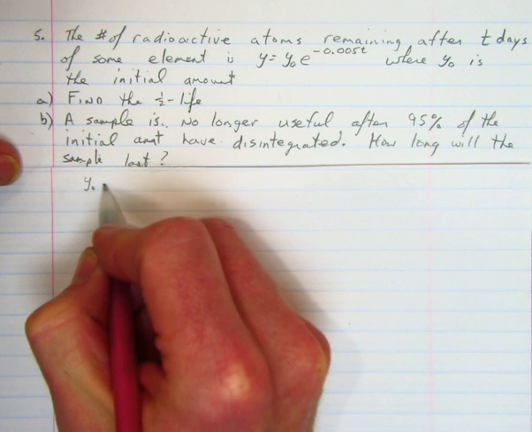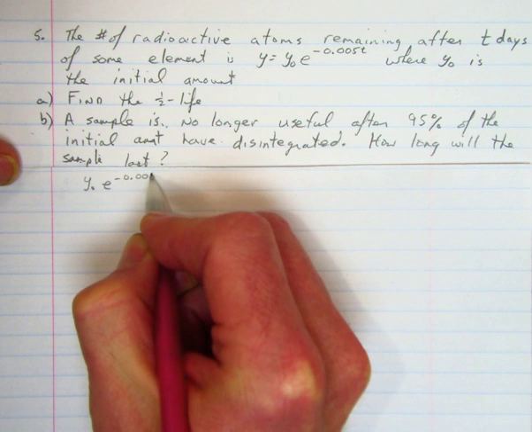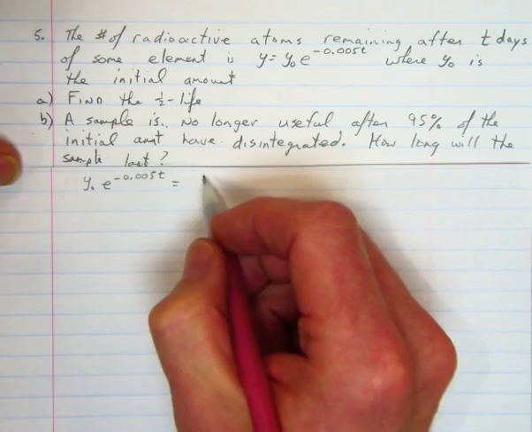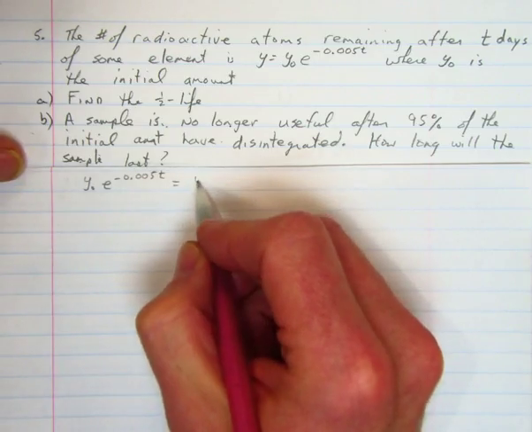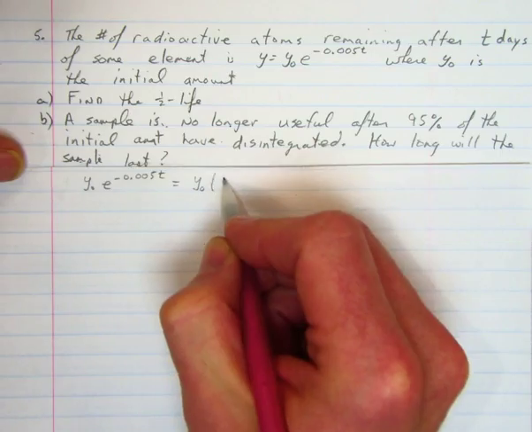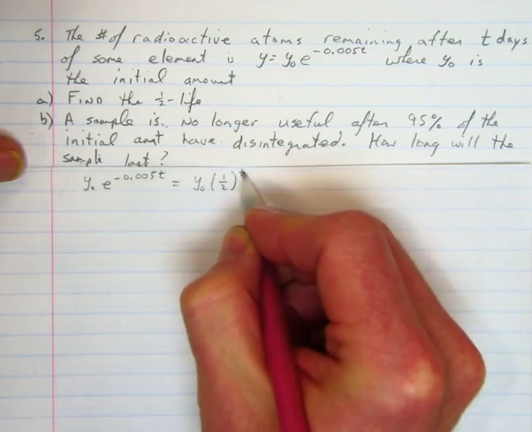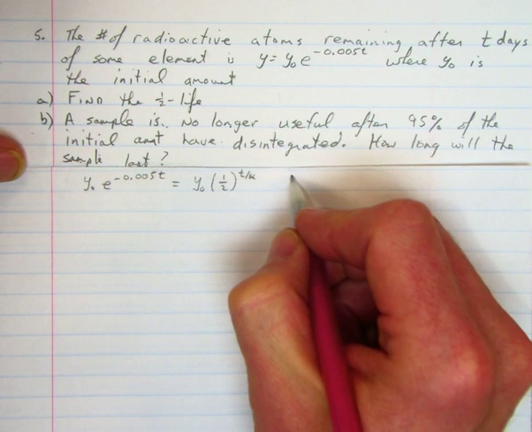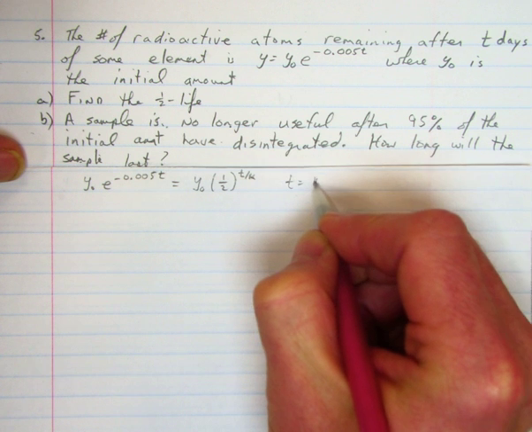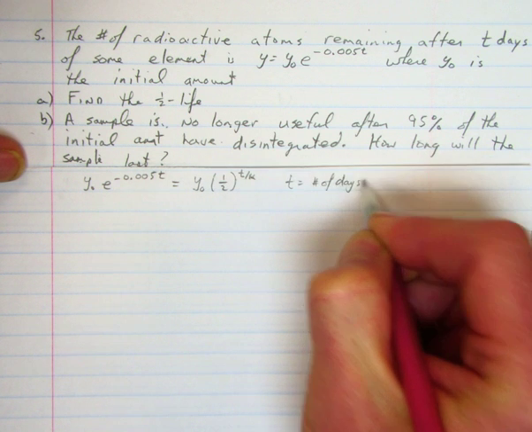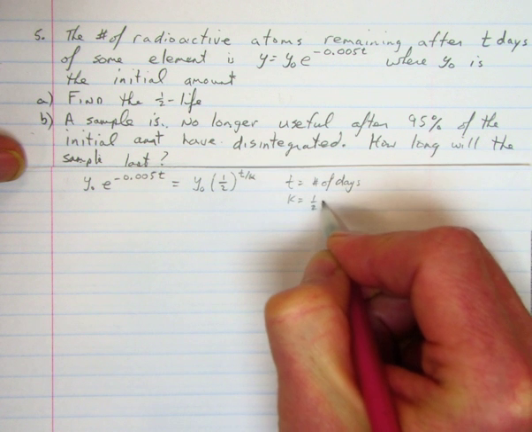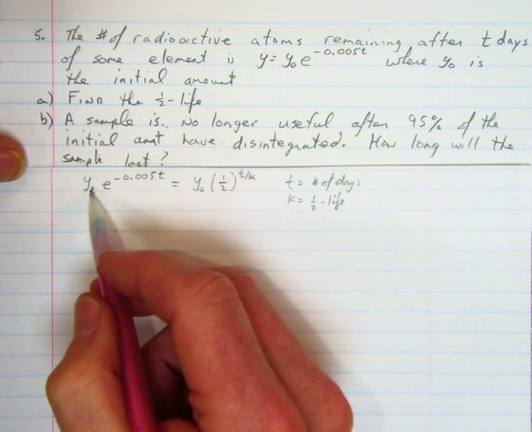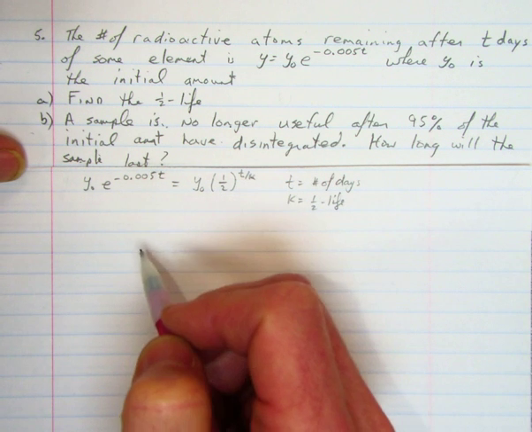First, we have y sub 0 e to the negative 0.005t, and we can set it equal to our half-life equation, which would be y sub 0, our initial amount, times 1/2 to the t over k, where k here is our half-life, so we'll say t equals the number of days, and k here is our half-life. So we can see that we have y sub 0 in both of them. We can divide it out.